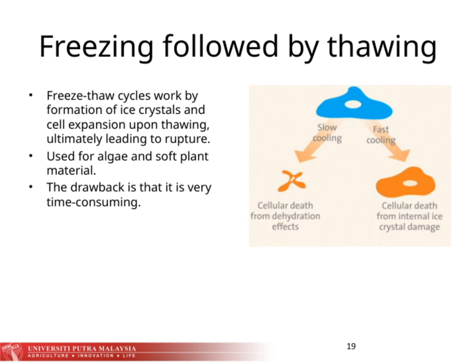Then, upon thawing, these crystals melt and the cells expand, often leading to rupture. This cycle is particularly effective for breaking down algae and soft plant material, making it useful in certain applications. However, one important thing to keep in mind is that this method can be quite time-consuming, since each freeze and thaw cycle takes time to complete. Overall, it's a technique that leverages the physical stresses of ice formation and melting to disrupt cell integrity, fitting into our broader discussion of cell disruption methods.